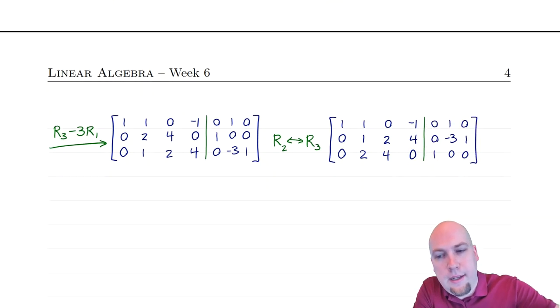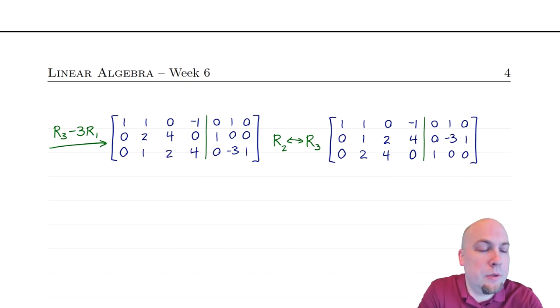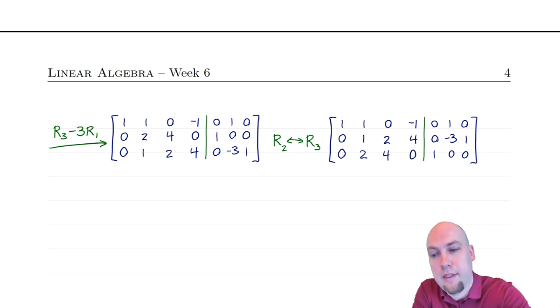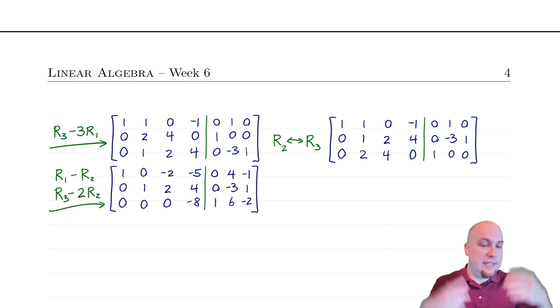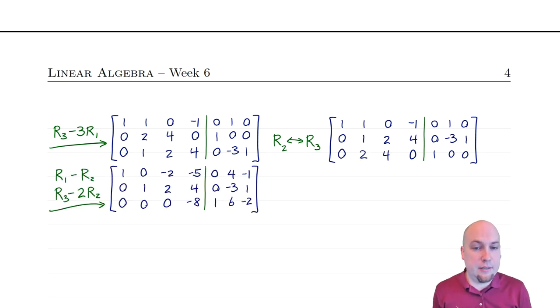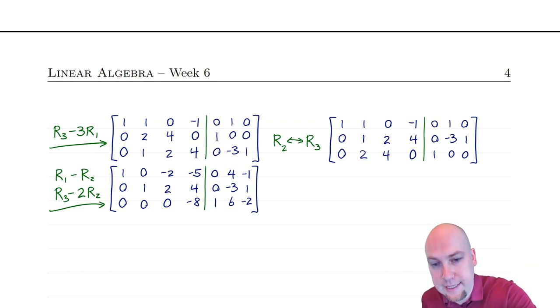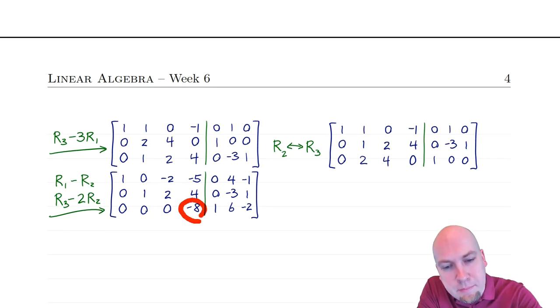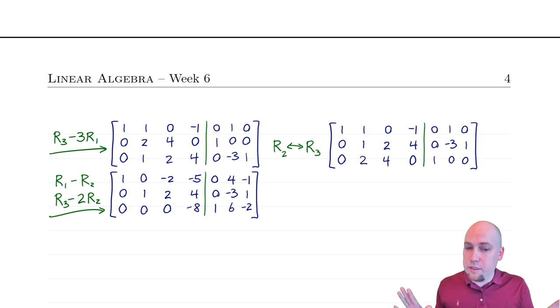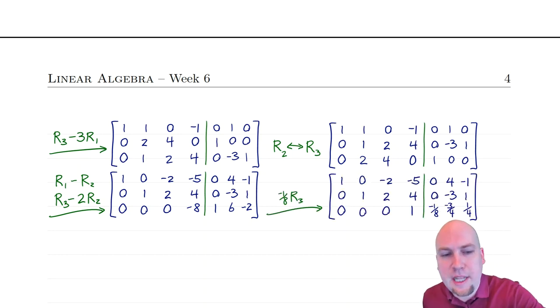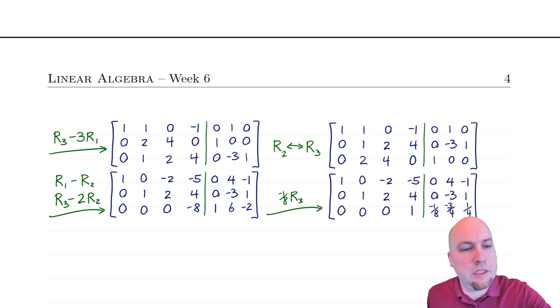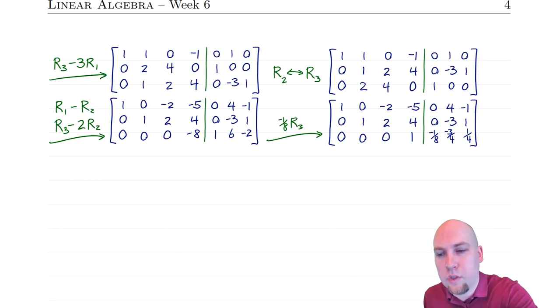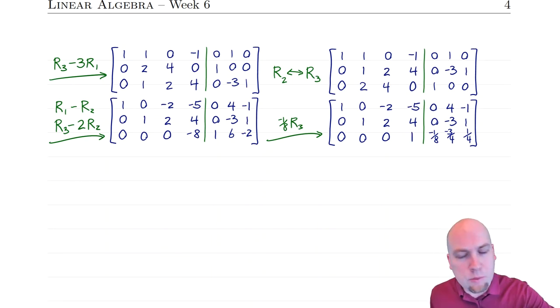Next, because I'm going all the way to reduced row echelon form, I want to get a 0 up here, and I want to get a 0 down here as well. These are just two row addition operations, which give a 0 in the top middle entry and in the bottom middle entry. The next thing I have to do is turn this -8 into a 1. That's just the scalar multiplication row operation. I multiply that bottom row by -1/8, and that turns it into a 1 like I wanted.